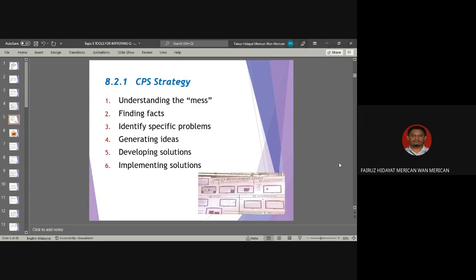So the strategy for creative problem solving is, number one, the company has to understand the mess. The mess here is, of course, the deviation between what should be and what is, meaning the problem. You have to understand the problem before you can actually make your strategy to find the solution. So understand the problem first. And then number two, you need to find the facts.